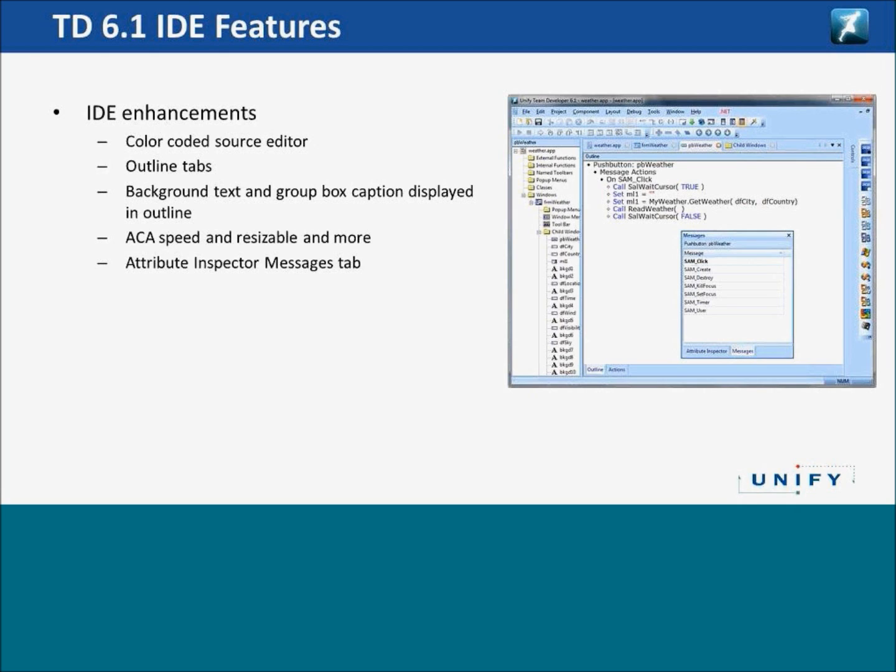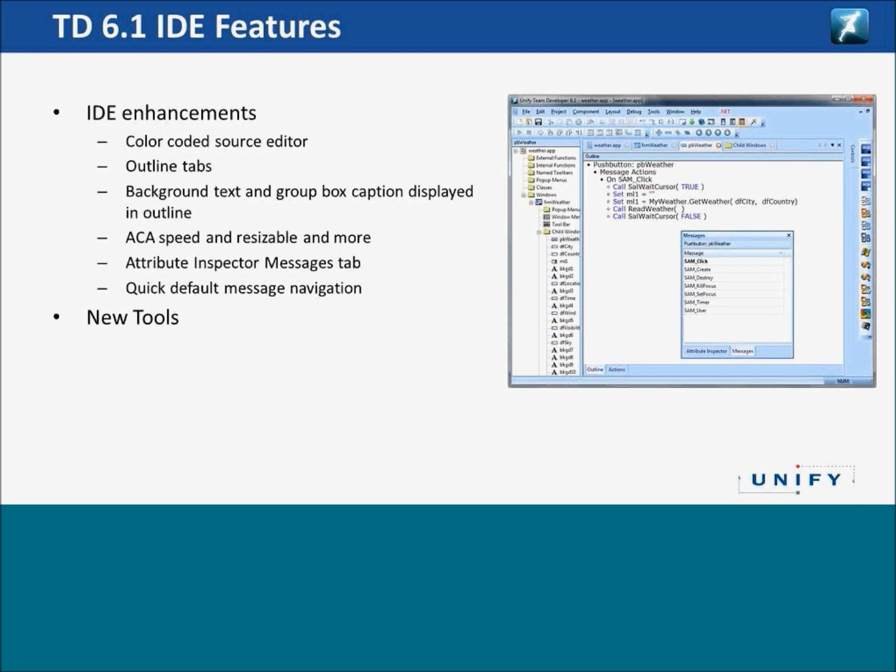The Attribute Inspector has been enhanced with a new Messages tab. You can see that on the screenshot on the right side as well. For every control you have selected, the Messages tab shows you a list of available messages for that control. A double click on that message inserts that message in the source and allows you to program at that position right away. Quick default message navigation: if you double click on a control, you go right into the source and you edit the default message, which for a push button, for example, is click.